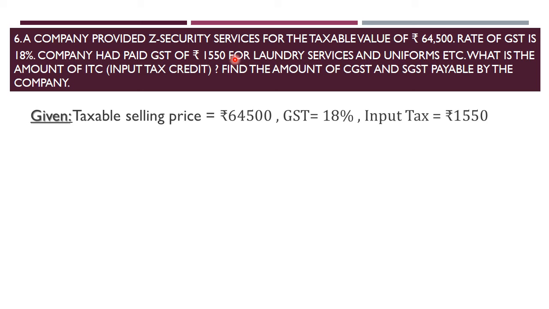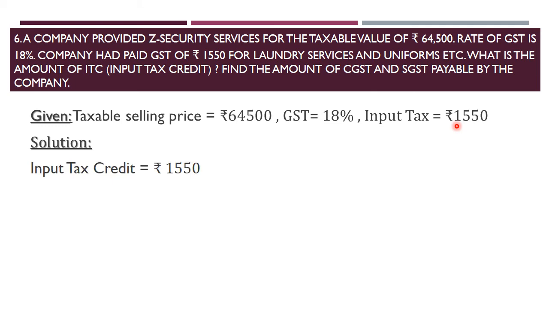And services like support services. Now for example in Z security services, the support services are laundry services and uniforms. Uniforms means the uniforms that the employees wear. All those support services, they need to pay the tax. Other services come from the labor of their employees themselves, not any good. So here the tax paid by them is only for the support services like laundry and uniforms, and that is the input tax for them, that is rupees 1550. And so these three things we found from the question itself.